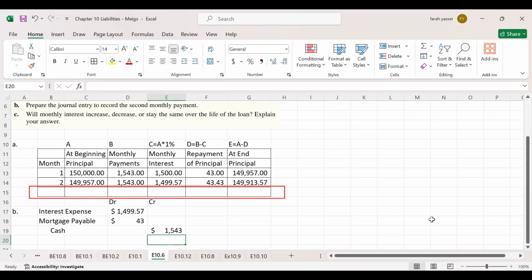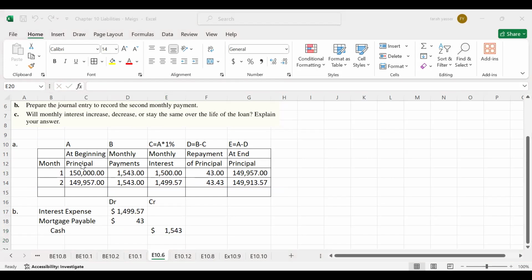So here you can see that we have prepared a loan payment schedule in which the monthly payments are the same and will not change. Only the interest expense and repayment of principal change, but the total of these two will always be the same as the monthly payment. That's why in requirement C, they have asked: will monthly interest increase, decrease, or stay the same over the life of the loan?